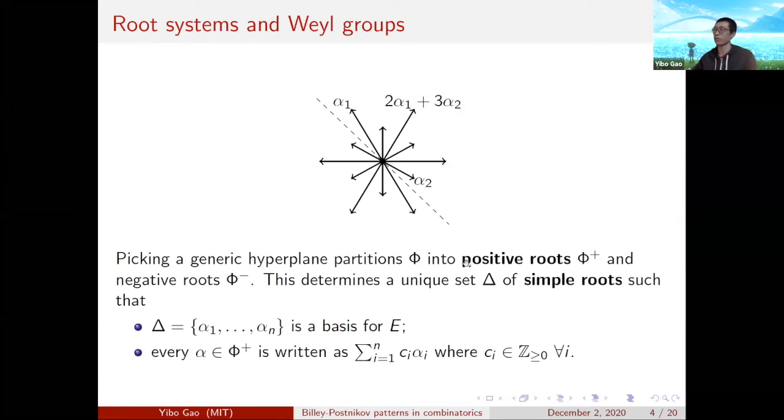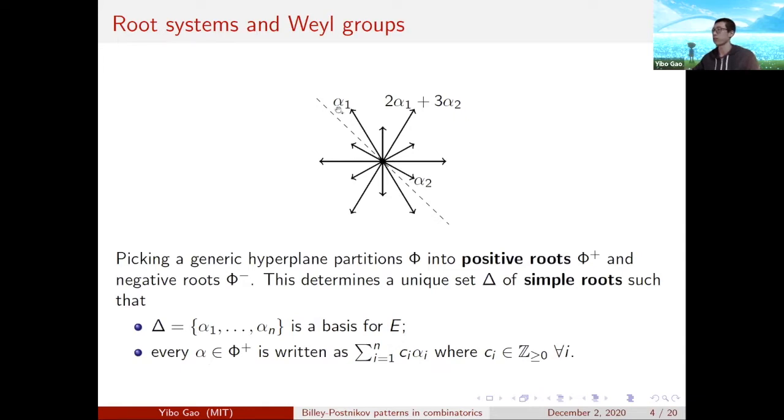So once I have a root system, I can pick a generic hyperplane that will partition this root system phi into positive parts called phi plus and negative parts called phi minus. And correspondingly, we are going to have a unique set delta of simple roots such that first, they are a basis of my ambient vector space. And also, the second condition is pretty interesting. It says that every positive root can be written, well, first, because delta is a basis, so it can be written as a unique linear combination of the simple roots. But once you do that, then all the coefficients are going to be non-negative integers, in fact.